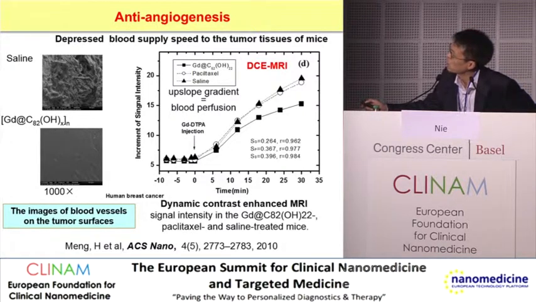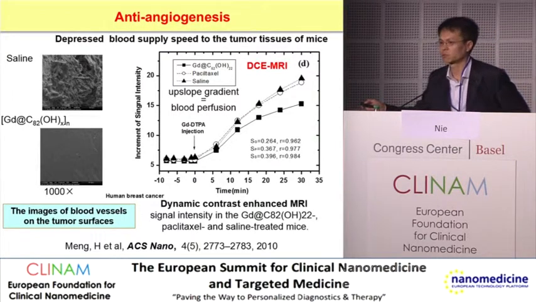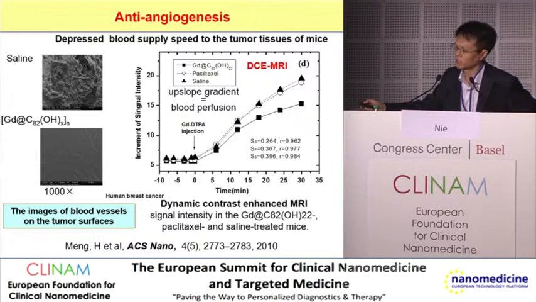We found that compared to the control groups, the gadolinium nanoparticle treatment can dramatically inhibit tumor vessel density and blood perfusion, all of which are very essential processes to deliver energy and nutrients to tumor cells.